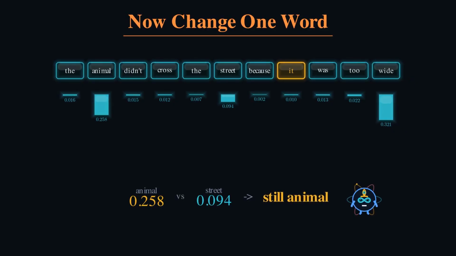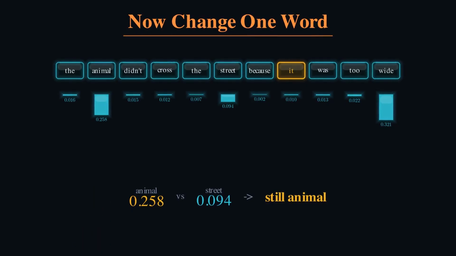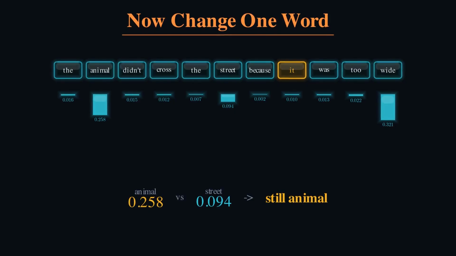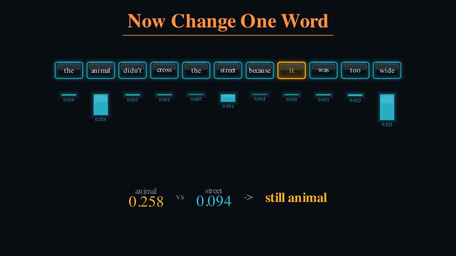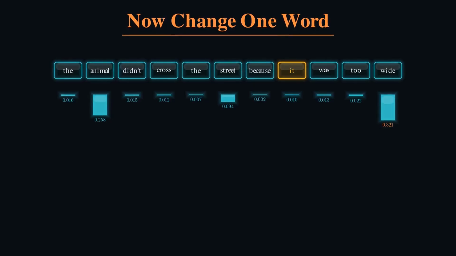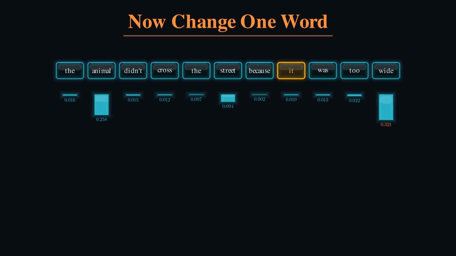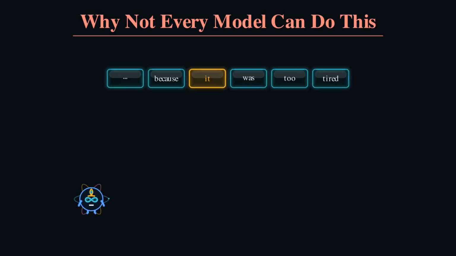But animal is still 0.26 and street is 0.09. Animal still wins. The attention shifted. It did not switch. Only 8 of the 72 heads flip outright, and this is not one of them. And look what it actually leans on hardest. The adjective itself, 0.32 on the word wide. One head is doing part of a job, not the whole job, which is exactly why the paper runs 8 of them at once.